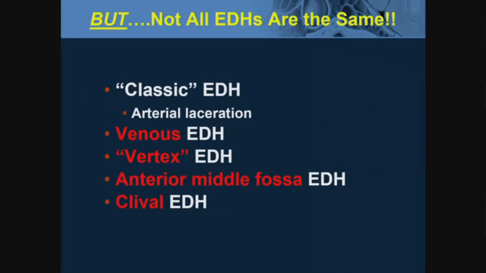So one of the messages of this afternoon is epidural hematomas, we all know them, but they are not all the same. We've talked about the classic epidural hematoma, which is an arterial laceration. But there are venous epidurals. There are what are called vertex epidurals, the ones that occur right over the top of the brain. There are anterior medial fossa epidurals and clival epidurals. Some of these are surgical emergencies. Some of them are, beware, watch me carefully, and others of them are, it's there, we describe it, but it is not going to matter in the patient's treatment because they're never going to get any bigger.